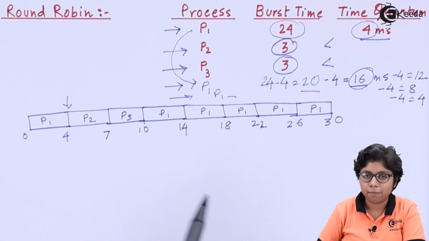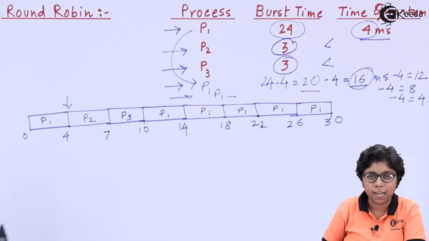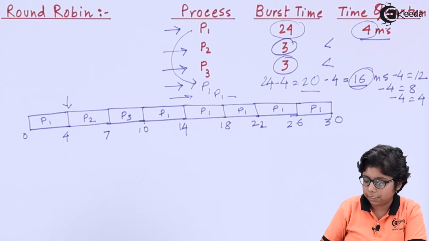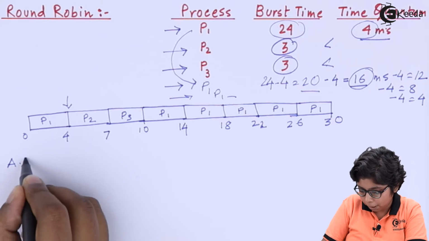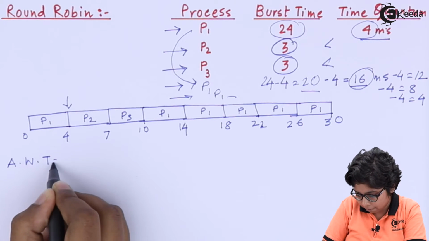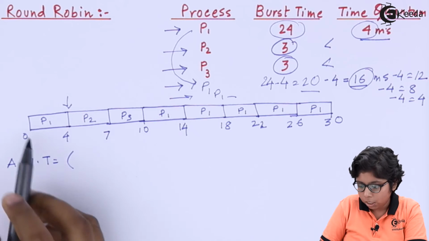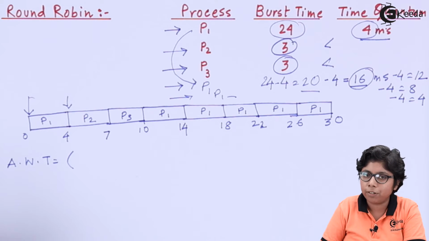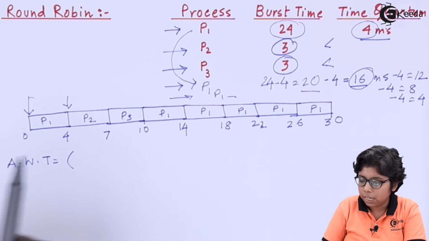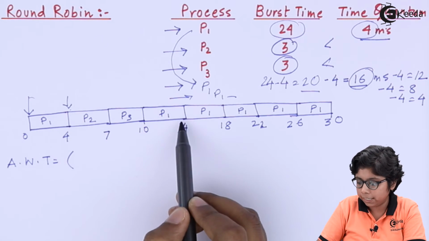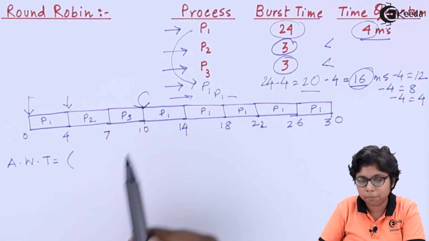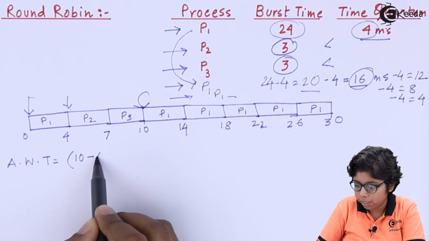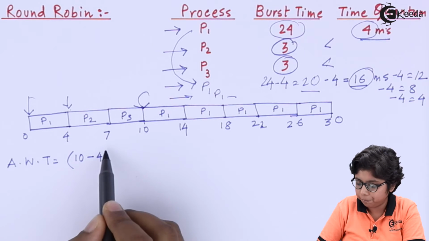So all the burst time has been allocated and all the processes have completed their execution. To calculate the average waiting time, we now have to see carefully what happens. For P1, the first arrival time was 0, so it has to wait for 0 milliseconds. But after completing 4 milliseconds, it arrives again at 10 milliseconds. So it has to wait for 10 minus 4, that is 6 milliseconds.